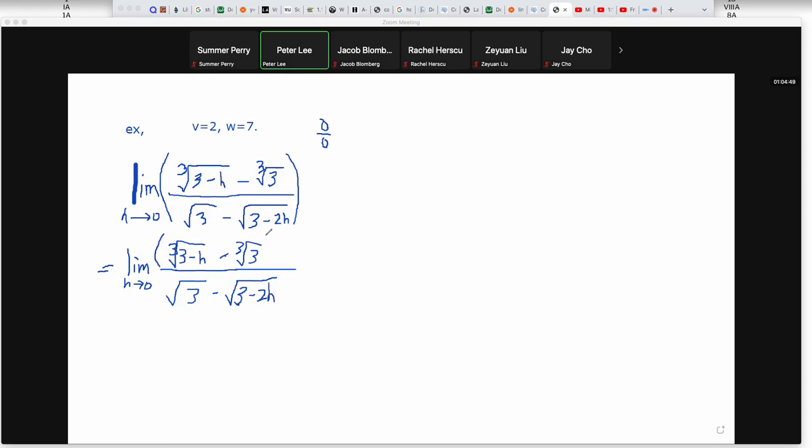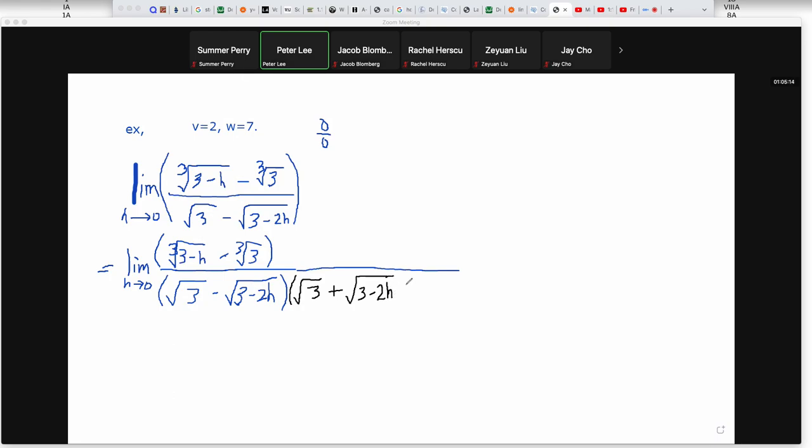So this here, that here. So what are we going to multiply to the top and the bottom? This is what we'll do. Here now I'm going to multiply. Let me change the color here to show that this is now the square root of 3, and then plus the square root of 3 minus 2h. So this is the conjugate, the square root conjugate of the denominator.